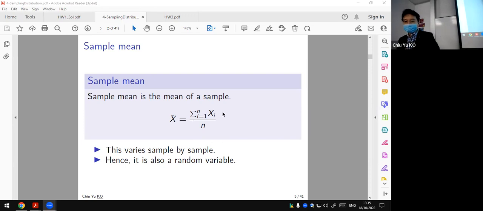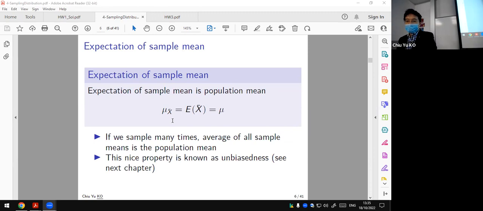The sample mean is just the average of these observations. And do note that this is a random variable. The first key thing is that the expectation of the sample mean is actually the population mean, right? Do recall what we mean by that. We potentially can have many possible samples, and each sample has a different sample mean. It can be different from mu, but on average, it is equal to mu.